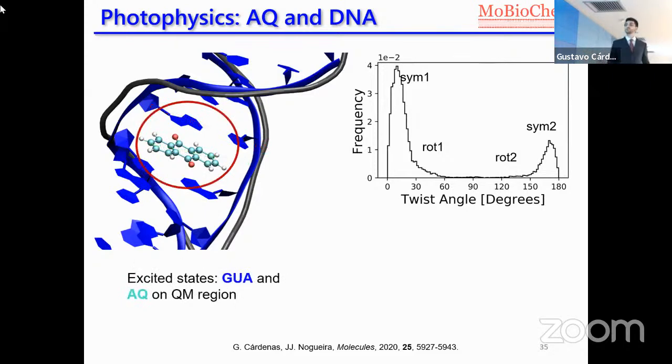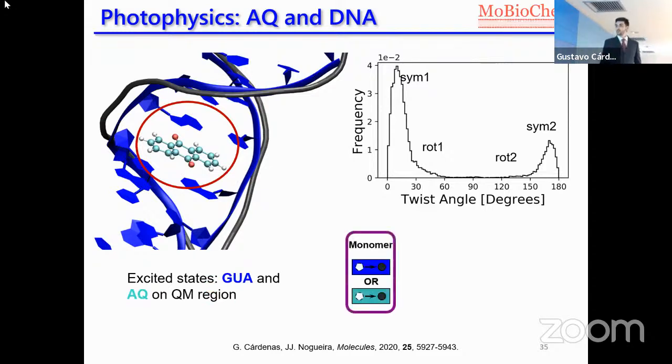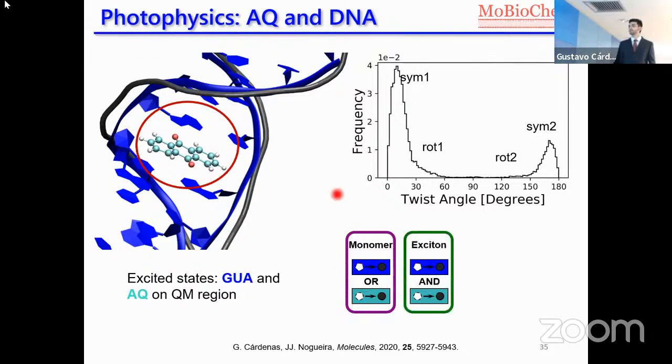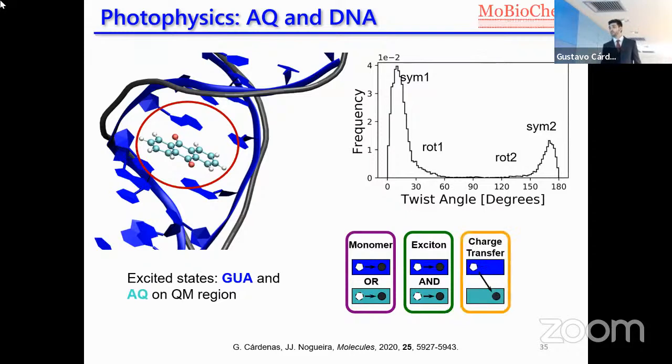Now, the second part consisted of the study of the excited states of anthraquinone along with one guanine molecule. So we consider these two molecules in a quantum mechanical region. What we did there was to characterize the different types of excited states that we could obtain. One is a monomeric excited state, where we could have a local excitation either on guanine or on anthraquinone. An exciton, where we have local excitations on both fragments. Then we have charge transfer from one fragment to the other, usually from guanine to anthraquinone.